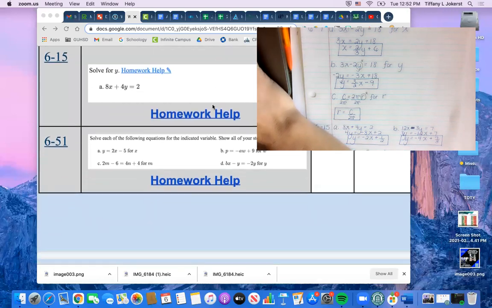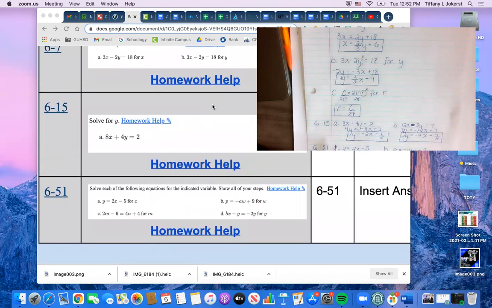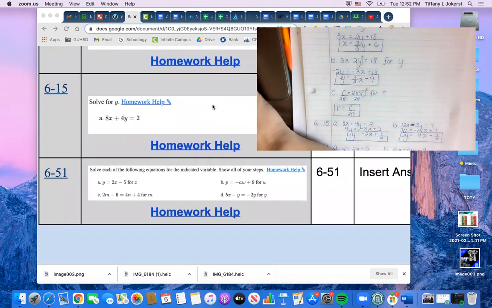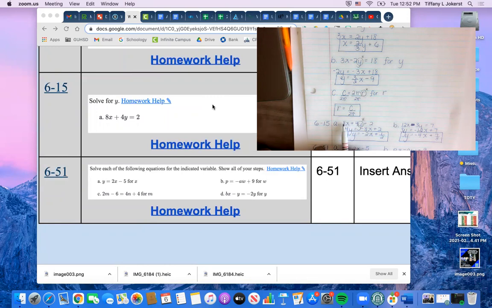Okay, number 15, 6-15. Okay, 6-15. For that one, you have 2 problems as well, and you're just solving for y in each of them. So I need to get y all alone. So in this first one, I subtract that 8x, then I divide by 4, again, divide each thing by 4, and you end up with -8 divided by 4 is -2, and 2 divided by 4, that's going to reduce to 1/2.